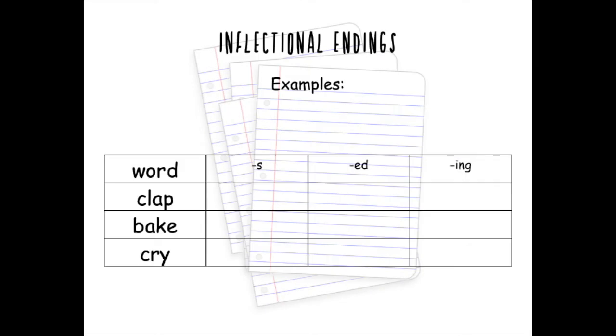Now let's do a few examples together. First word is the word clap. And the first thing I'm going to want to do is analyze the word, meaning look closely at the word and decide, does this word fall into one of the three categories of inflectional endings that we just learned about?